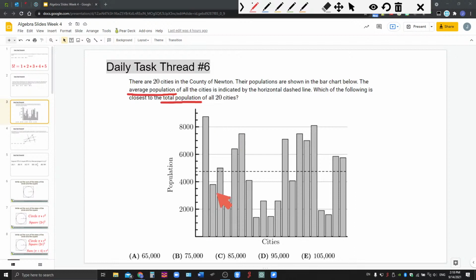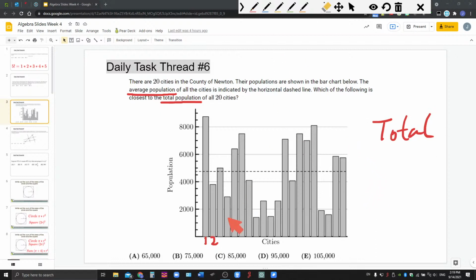The total, of course, is the sum. Like you have 20 cities, and you can probably see this, the first one. The population seems like almost 9,000 or 8,000, 9,200, things like that. And the second one is a little bit short of 4,000. So you just add them. Okay, you add them, you have the total.